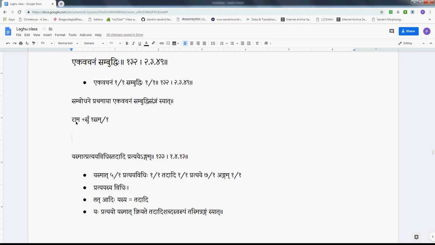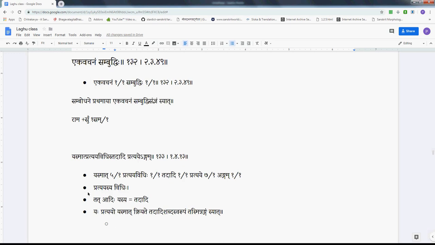We say, what is the difficulty in understanding? I'll show you where the difficulty is. We have seen this earlier, but let me show you why the sutra seems so complicated. Because right now we have only one pratyaya. What if we had say two pratyayas, three pratyayas, four pratyayas? There can be many pratyayas.